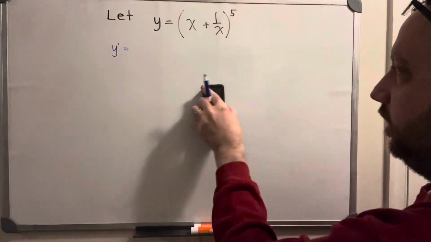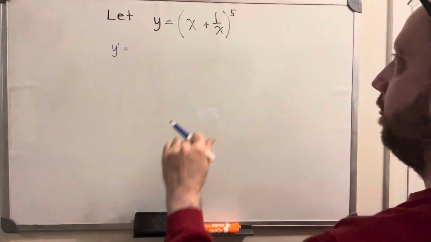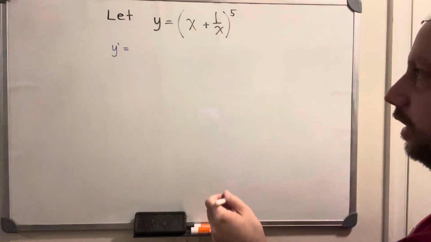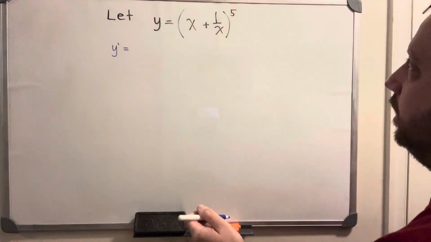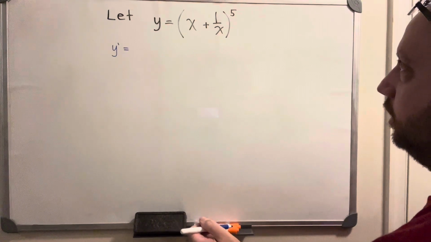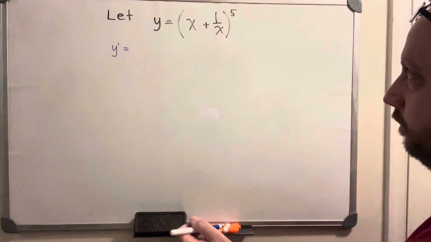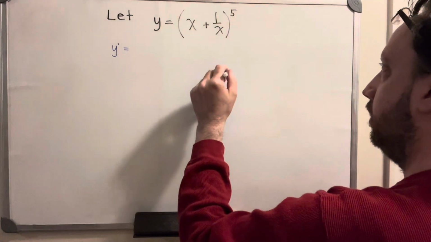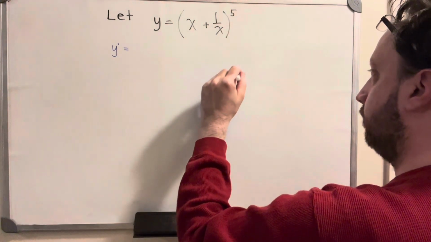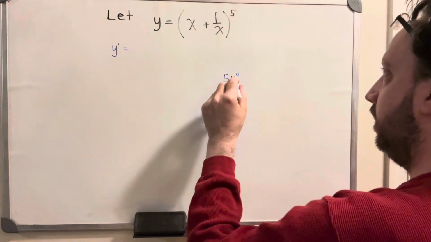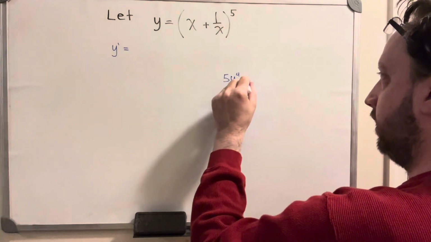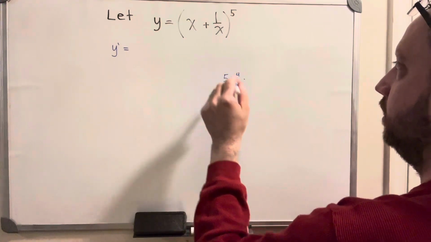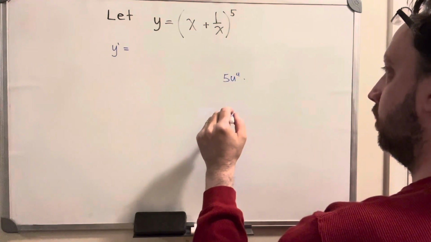First of all, if u is x plus 1 over x, then this is basically u to the 5th. Using the power rule, what is the derivative of u to the 5th with respect to u? And that would be 5u to the 4th, right? And now we need to multiply this by the derivative of x plus 1 over x.